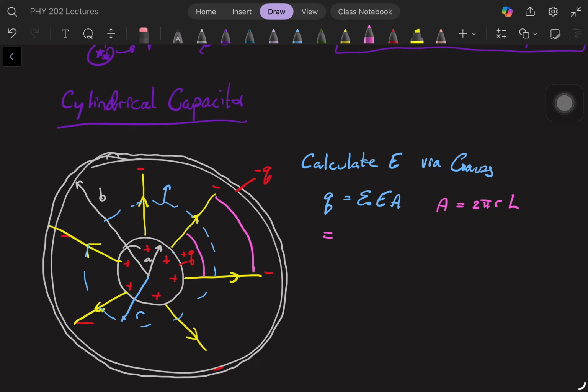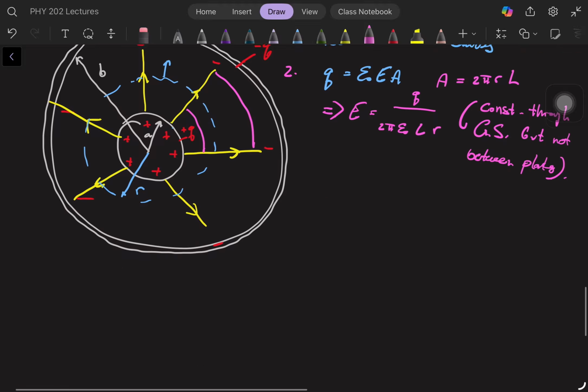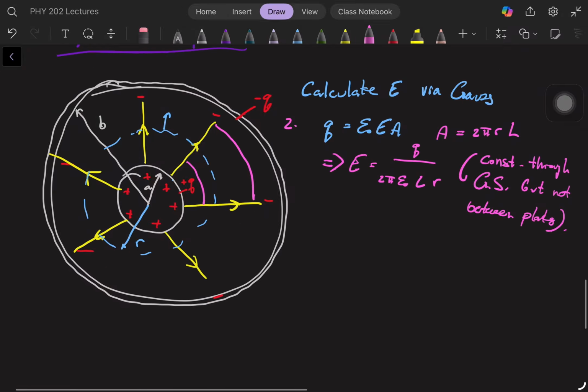Okay, so if we want, then we can solve for E is going to be equal to Q over 2 pi epsilon naught L times R. And again, I'm just going to note that this is constant through the Gaussian surface, but not between plates. Right, and so that was our step 2 to find the E field. And so 3, we're going to use E to find V.